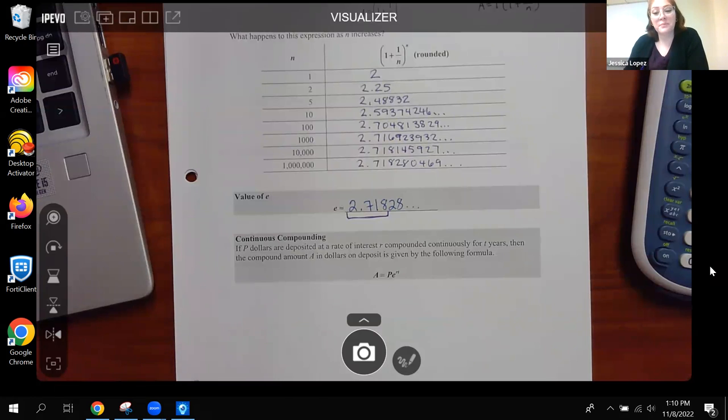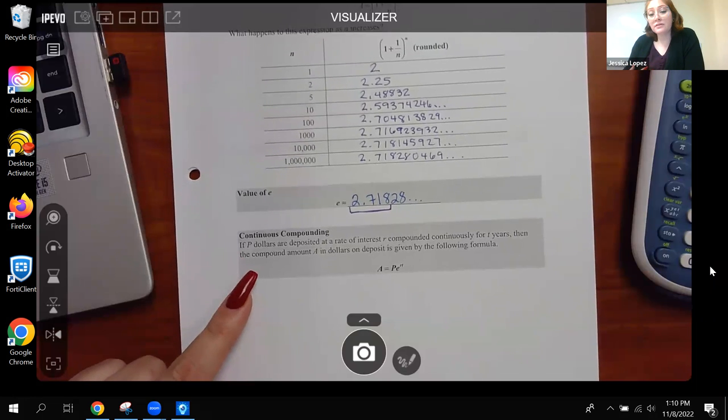So we'll see some problems, maybe today, where you can kind of see the comparison between the continuous and maybe compounded quarterly or something. And the dollar amount's not that far off, okay?